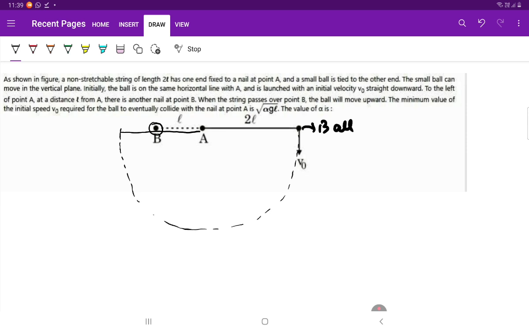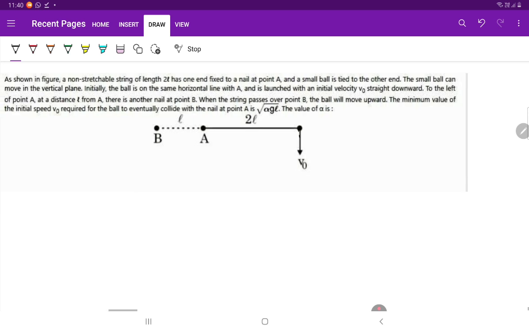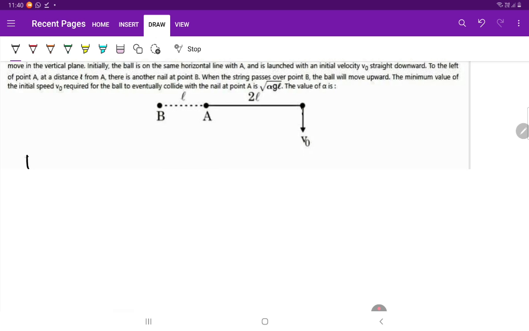Pause the video, give it a try for a few minutes. So now, discussing the solution. First I'll be discussing a method which most of you may have done in this problem. Let me see how many of you have got this wrong. Method 1.